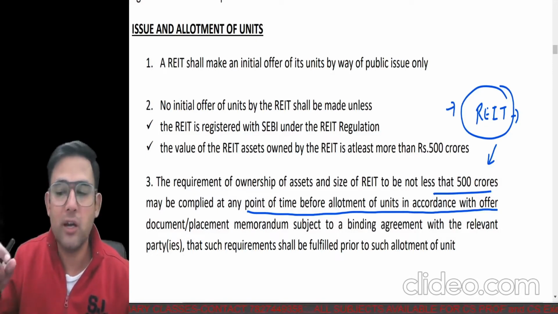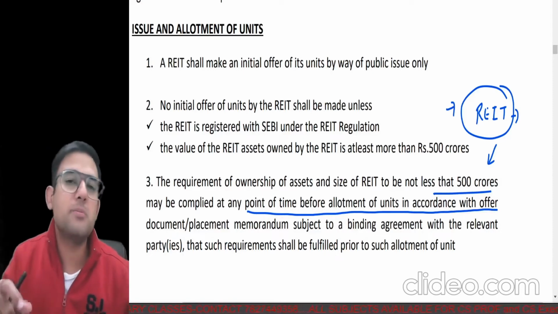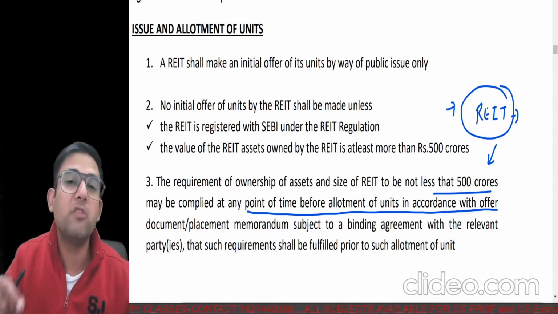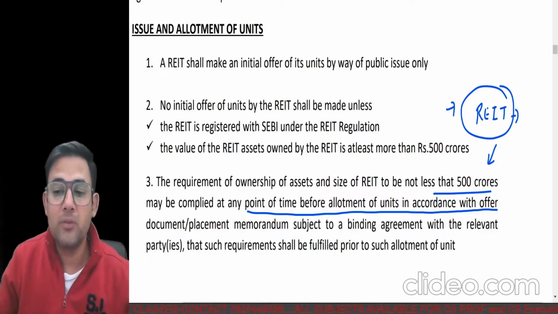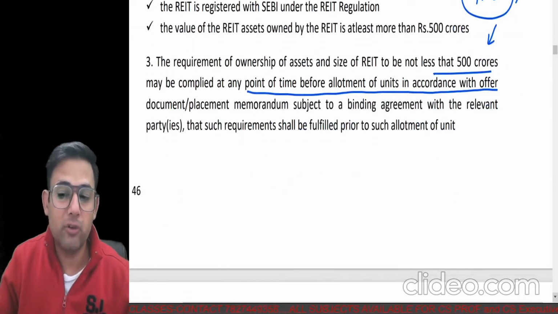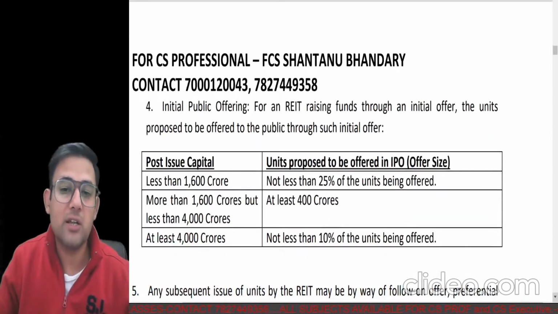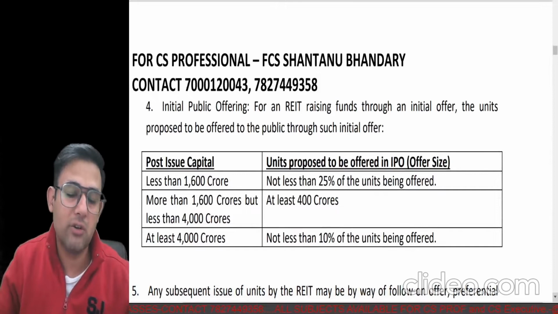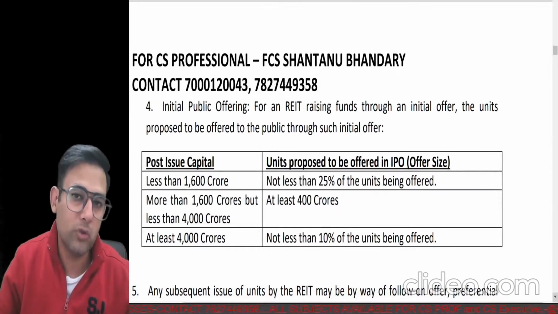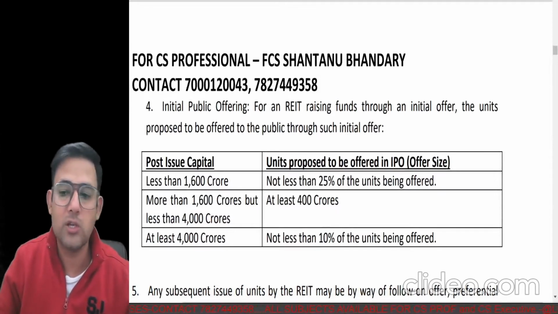So you can see we are saying the minimum investment in the assets of a REIT should be 500 crore rupees, which is obviously a very, very big amount. If a layman has to write this 500 crore rupees, there are chances that he or she will write it wrong and may get confused with the zeros in this 500 crores.